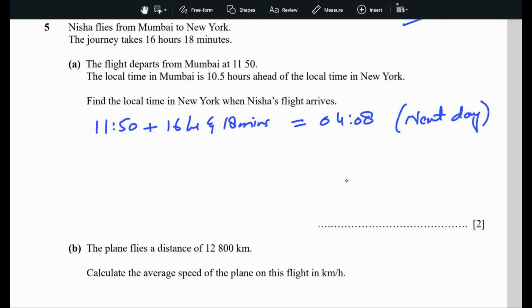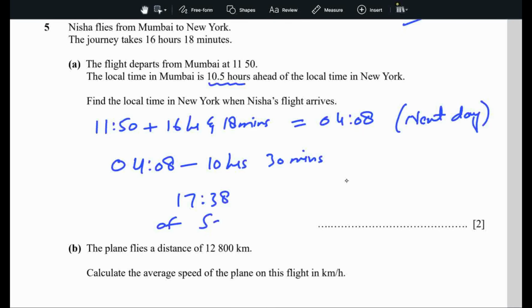Now, the local time in Mumbai is 10.5 hours ahead of the local time in New York. Okay. So it means that 4:08 minus 10 hours 30 minutes. So if we subtract it, this will be equal to 17:38 of the same day. So the final answer will be 17:38.